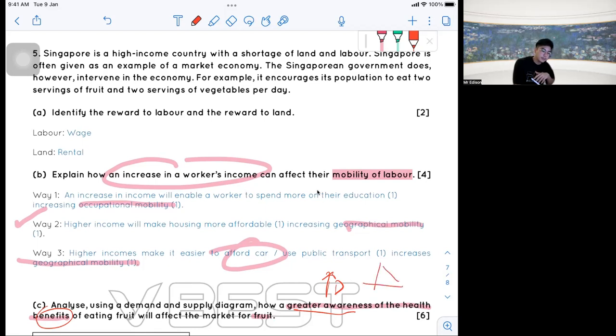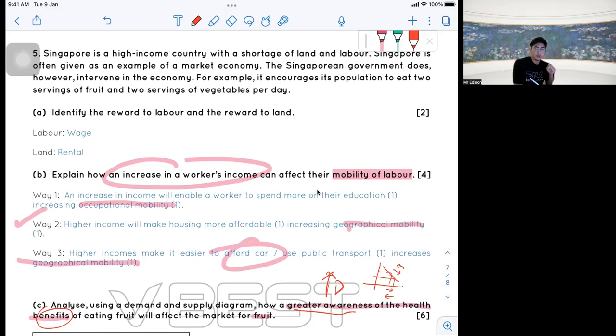First one is movement along the curve. Movement along the curve is what we call price factors. Higher the price, lower the quantity demanded is what we call price factor. Higher quantity demanded is what we call expansion in quantity demand. Lower quantity demanded is what we call contraction. So that's what we call price factor.